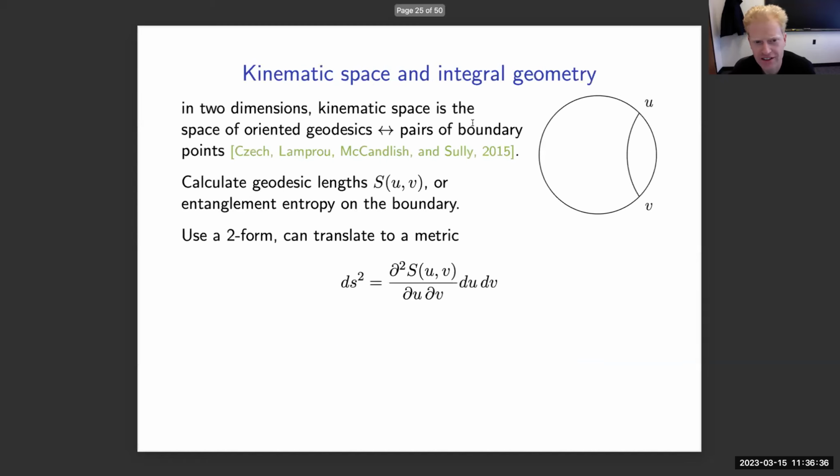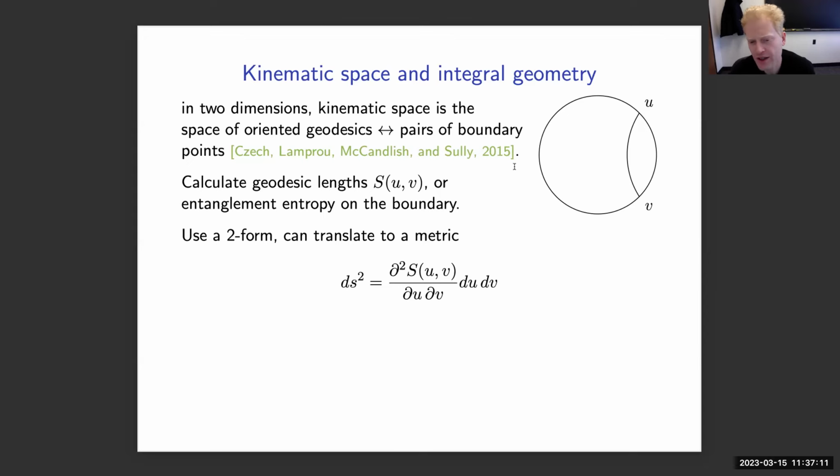Now let me make a connection to the kinematic space discussion. In kinematic space, what people study, at least in 2 dimensions, is the space of oriented geodesics. If we're in 2-dimensional hyperbolic space, the geodesics are fixed by the 2 boundary points. So kinematic space in the 2-dimensional hyperbolic disk is exactly the space of 2 boundary points. And this is exactly the space that we considered.